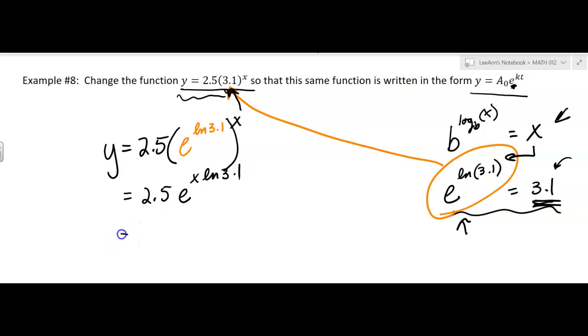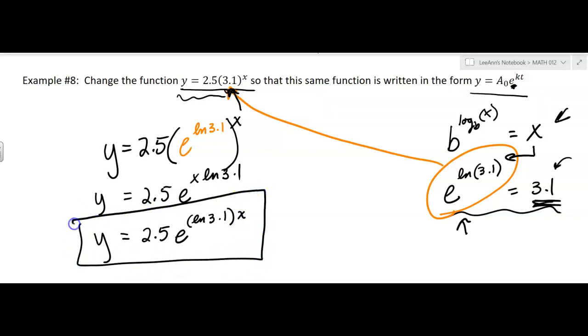Okay, we can also write that as 2.5 e to the natural log of 3.1 times x. And that's fine. That's the model. That's what we were looking for. You'll notice over here then, we know what a naught is. That was the 2.5. And the constant is that natural log of 3.1. Now, a lot of times they'll get a decimal approximation and use that for there. But this time they just leave it natural log of 3.1.